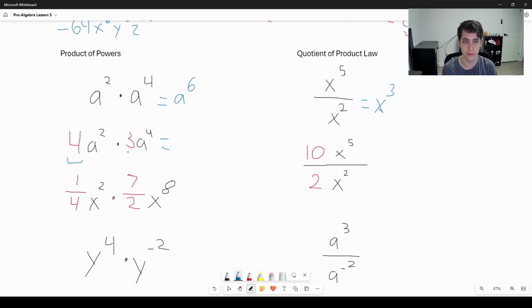And just to show you what that would look like, we're actually just going to do multiplying of 4 and 3 first, because that's how we would solve this, to get the value 12. And then we're going to do separately our variables doing our product of powers rule to get a squared times a to the 4th, which would still be a to the 6th.